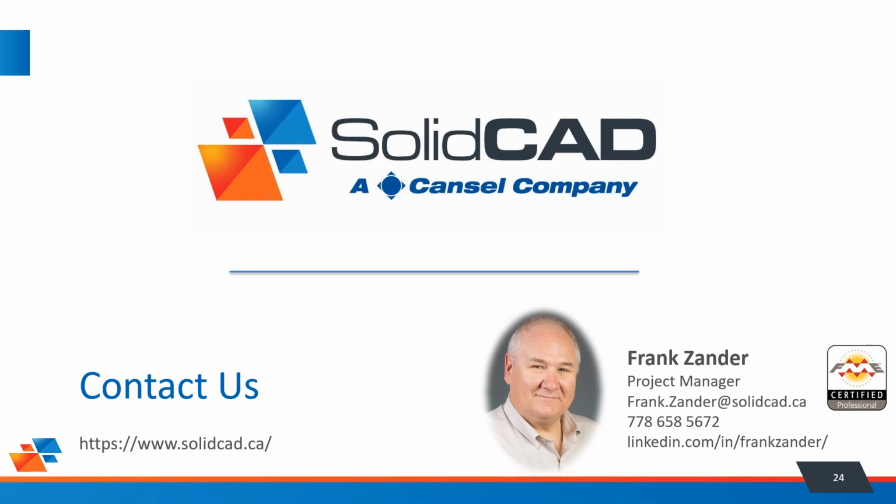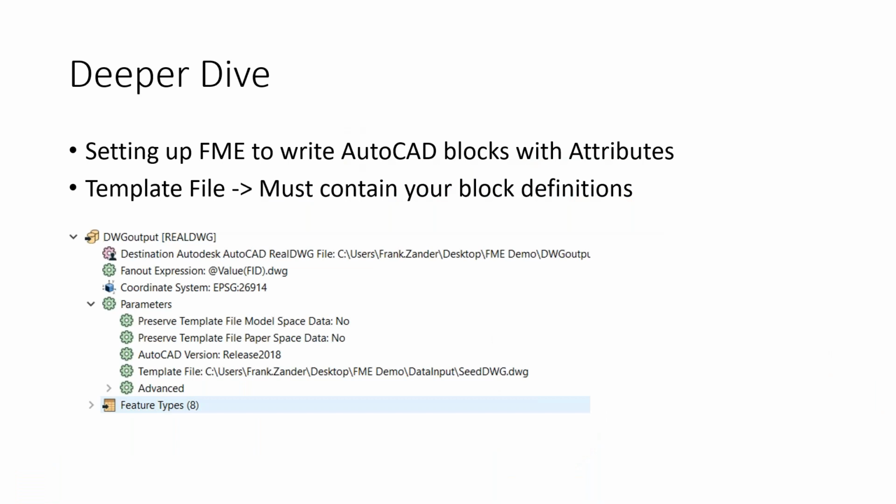So let's go a little bit of a deeper dive, setting up FME to write AutoCAD blocks with attributes. The first thing that you need to have here is a template file, a seed file that really doesn't have much in it, perhaps your layers, maybe your text styles. For this particular example, it's really important that this template file, I called it my seed drawing, contains my block attribute definitions.